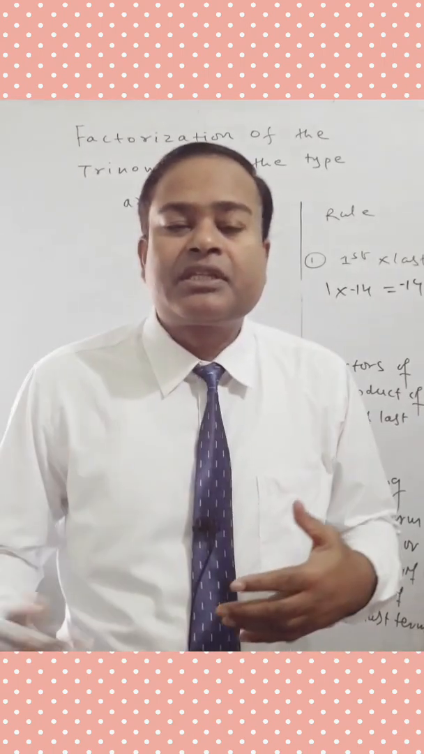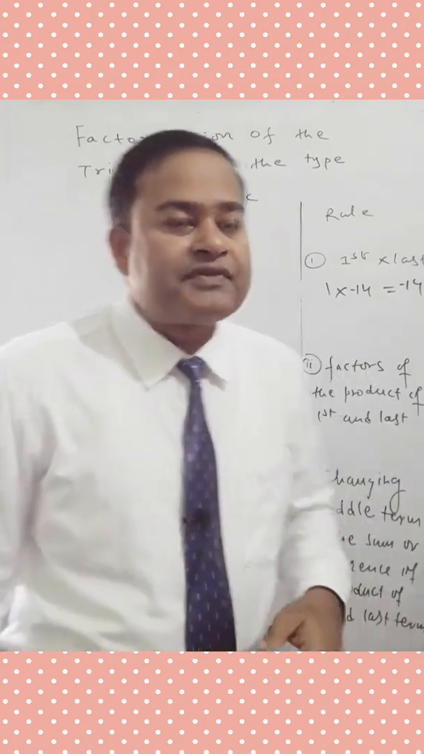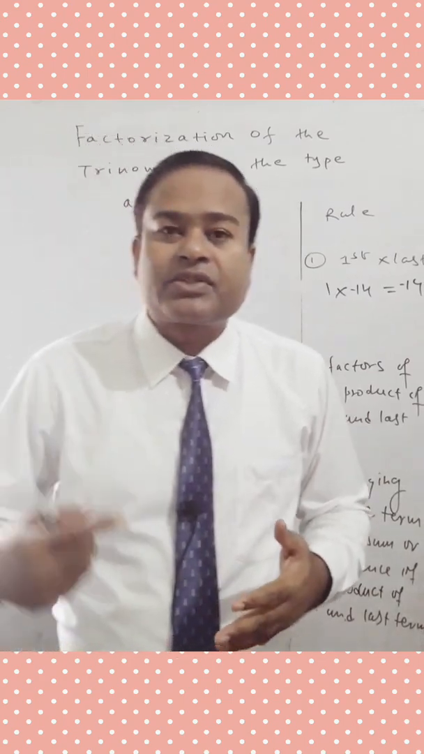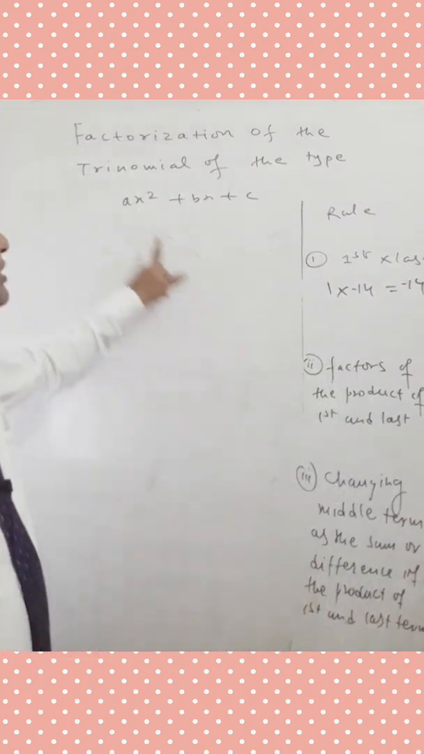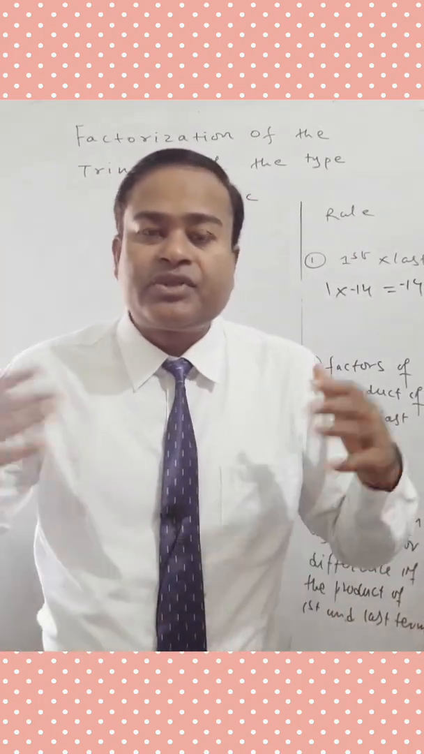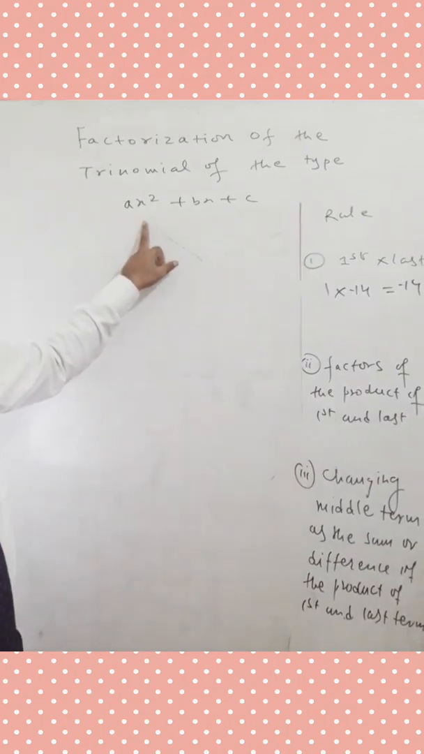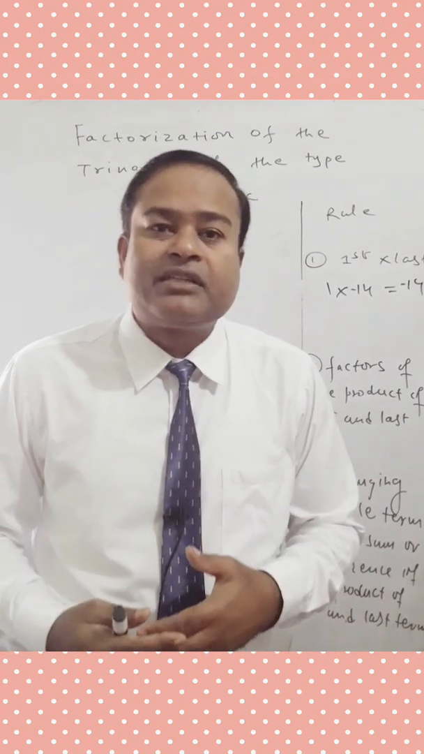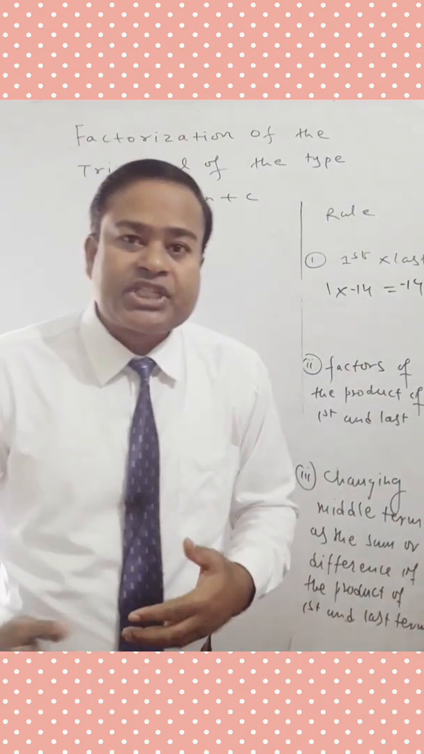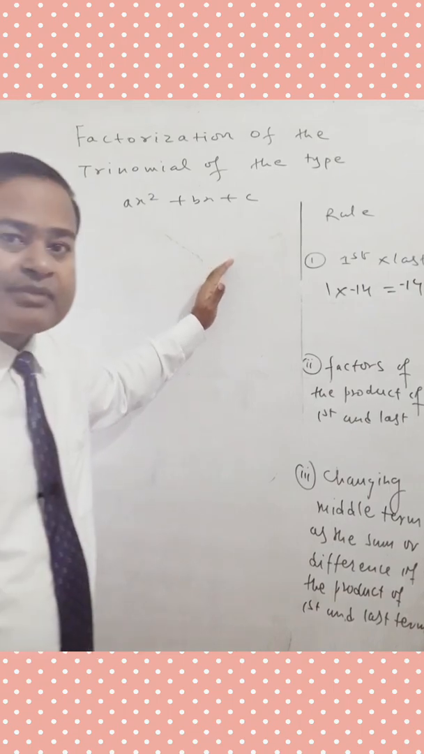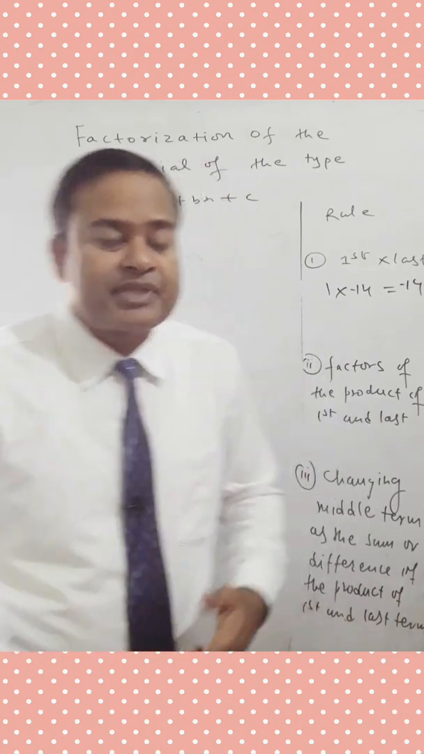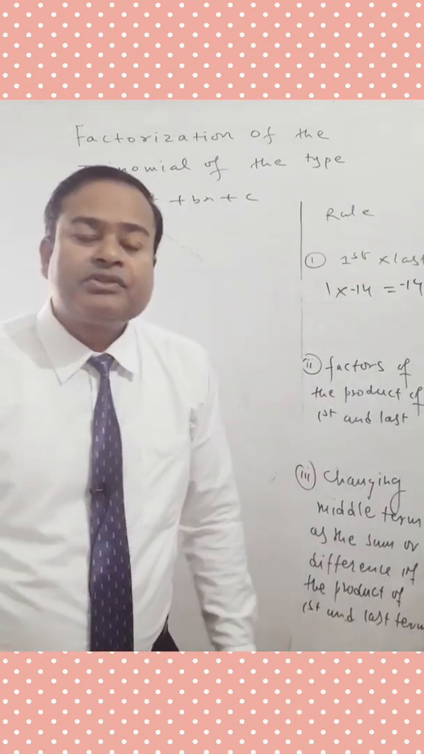Dear students, in the first part of the video we have taken the coefficient of a equal to 1. We had solved one example, x squared plus 3x plus 2, in which the coefficient of x squared we had taken equal to 1. Now in this video we are going to factorize trinomial of the type ax squared plus bx plus c, in which the coefficient of x squared, that means the value of a, will be other than 1. Let's take one example and then discuss how to solve trinomial of the type ax squared plus bx plus c by using the first into last method.